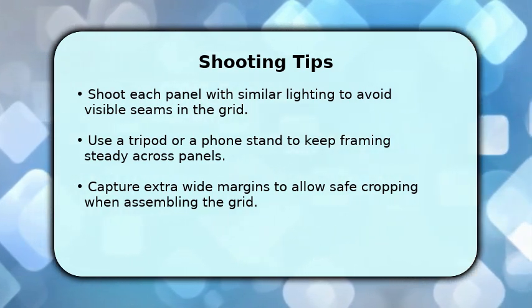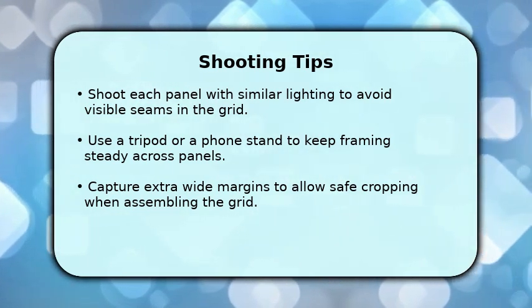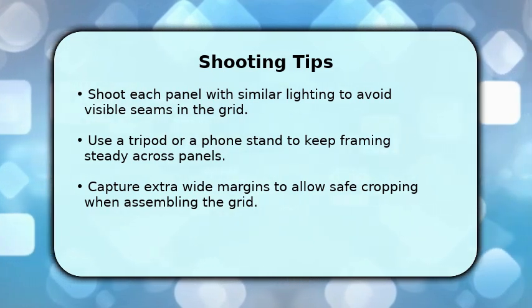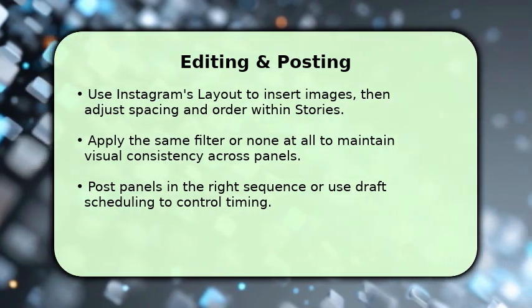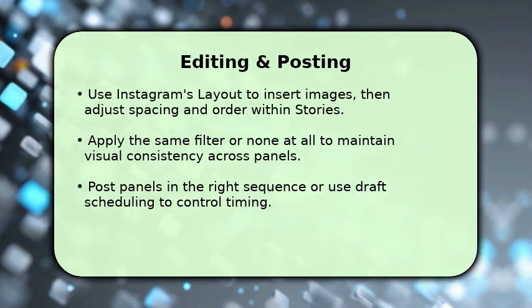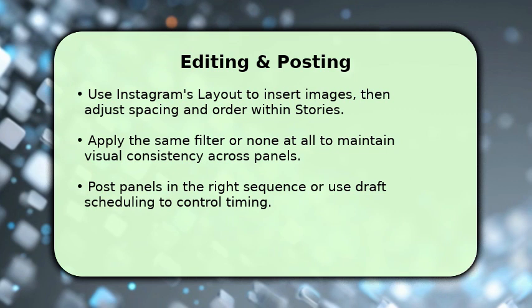Take multiple versions of each panel so you can pick the best alignment, then import into Layout or Stitch in the Story editor for a smooth, professional-looking grid. Assemble your panels in Layout or a collage app, then apply one consistent filter to keep colors uniform. Check each panel edge for continuity and use alignment guides when available to correct offsets.